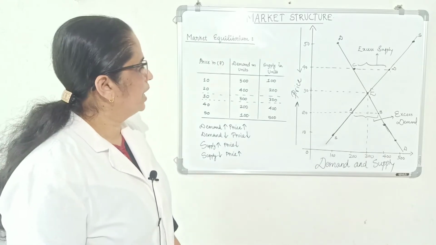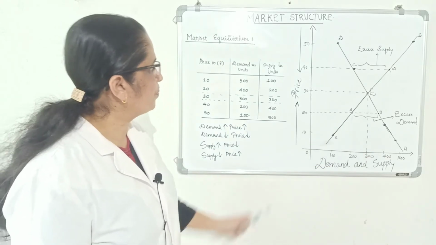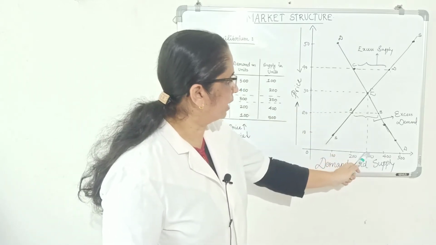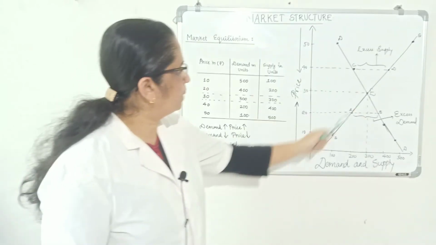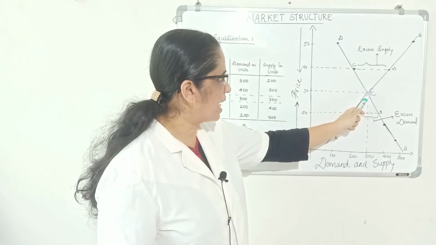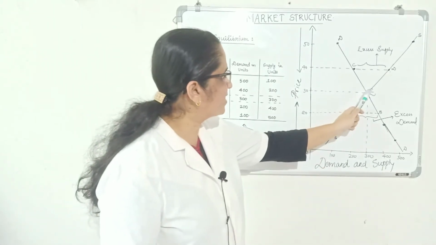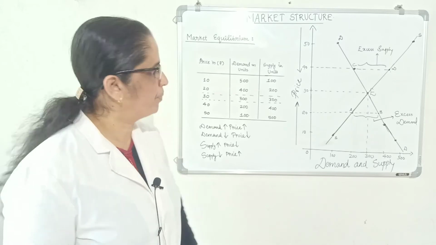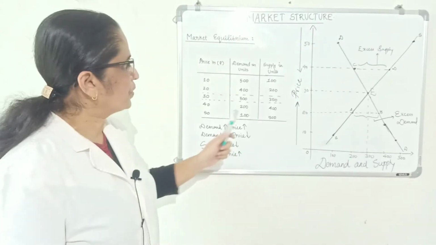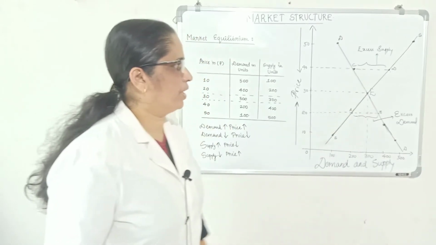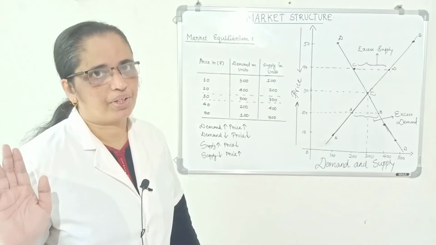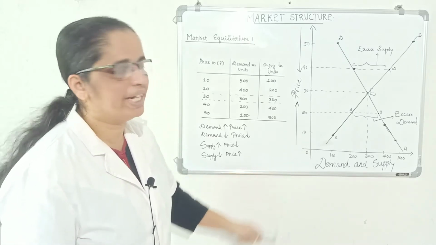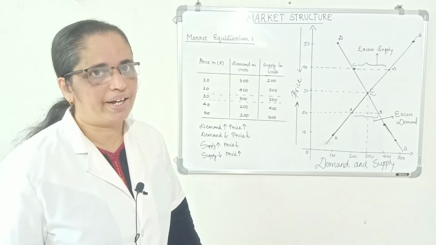Okay. Now, let's see. What's the equilibrium price here? Rupees 30. Equilibrium quantity, 300 units. At point E, prices are fixed, you know. Prices are settled at that point where demand is equal to supply. So, at rupees 30, prices are fixed, settled there. It is called market price. Prices are fixed by the market forces of demand and supply.